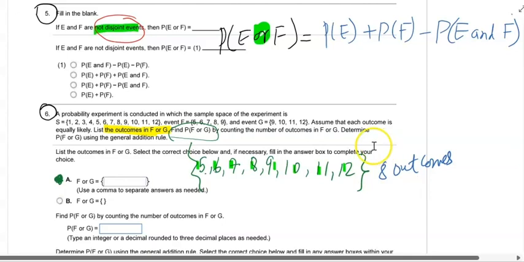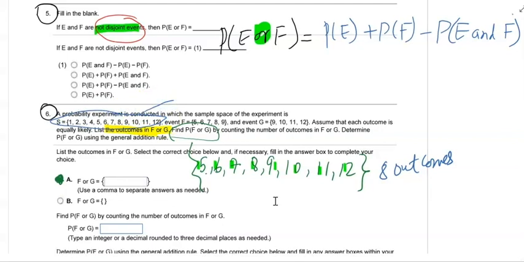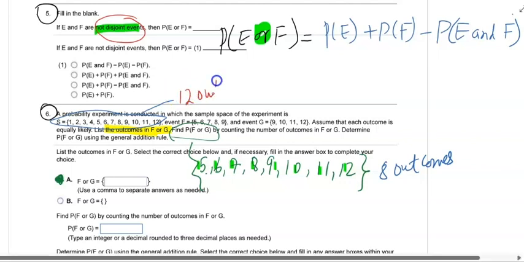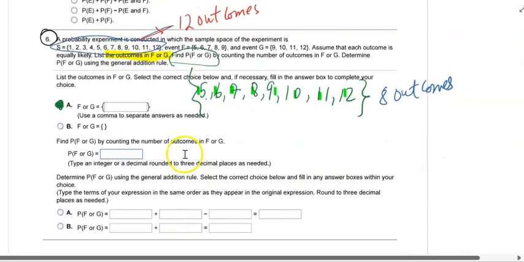And in the sample space, how many outcomes are there? 1, 2, ... 12 outcomes in the sample space. Now this part A is listing all the outcomes in F or G. For part B, find the probability of F or G by counting the number of outcomes in F or G.